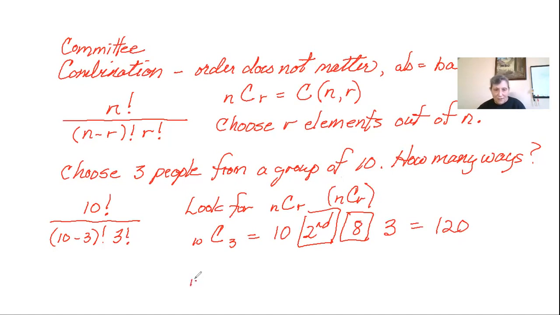Now notice that the 10P3, the permutation where you can choose 3 out of 10 people, is going to be a much larger number. I use the second function in the 9 to get the permutation. That turns out to be 720.